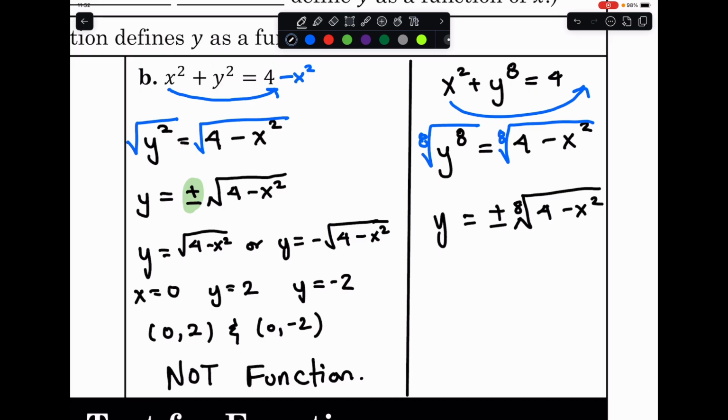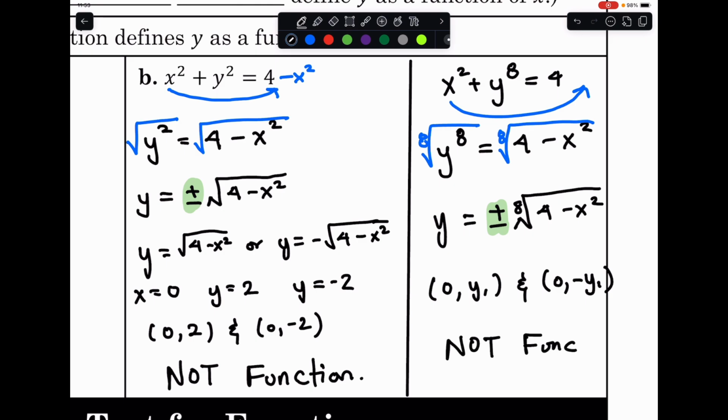So again, we get these positive and negative results, meaning that if I plug in 0, 0 is going to be paired up with two possible values. It's going to be paired up with one possible y value, and 0 is also going to end up equaling the negative of whatever that y value is. So we end up again with two output values, and our x-axis value is essentially repeating. So yet again, this is not a function.